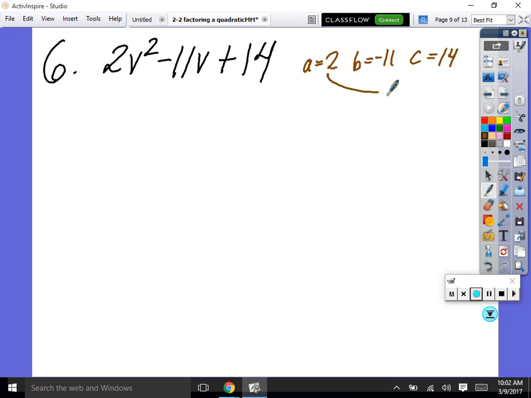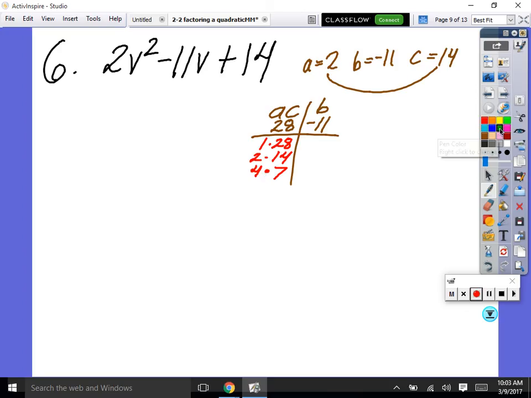Well, it multiplies to be A times C. So A times C is 2 times 14, which is 28. Does everybody see what I did? And it adds up to be B, which is negative 11. Same thing that we've always been doing. 1 times 28, 2 times 14, 4 times 7. So we've already listed those.